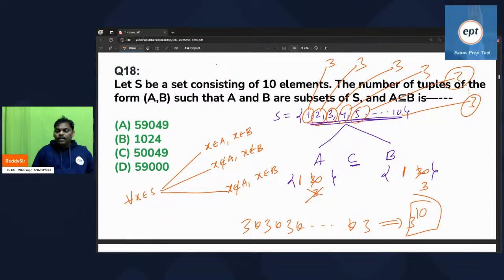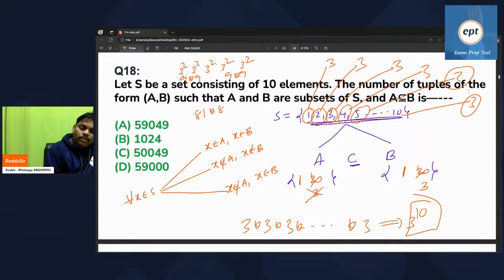Calculate properly. The answer is 3 power 10, since every element has 3 choices. Calculate whatever it is. 3 threes are 9, so 3 square, 3 square, 3 square, 3 square, 3 square. So 9, 9, 9, 9, 81, 81. 81 into 81 into 9. Calculate properly.